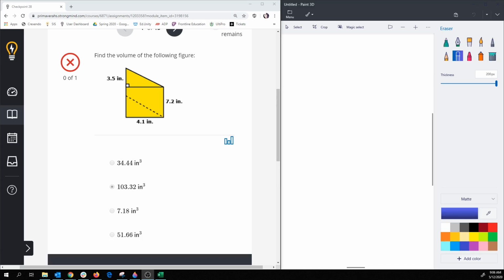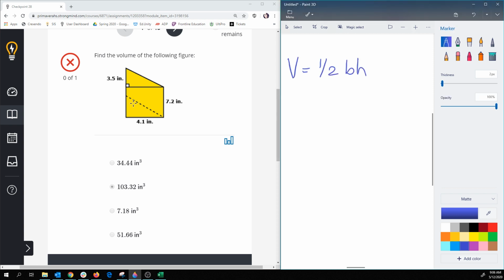Okay, so here's our first question on checkpoint 28. We have this figure here and we want to know what is the volume. If I look, I can see a triangular prism, right? Here's a triangle and then here would be that base and it's kind of just shifted on its side. So the formula that we want to use here is 1/2 base times height. Okay, so we're essentially going to be multiplying all three of these numbers together and then dividing it by 2.